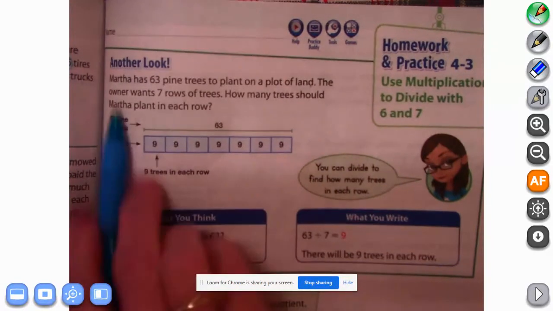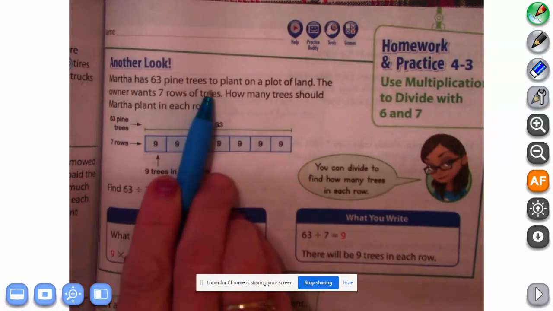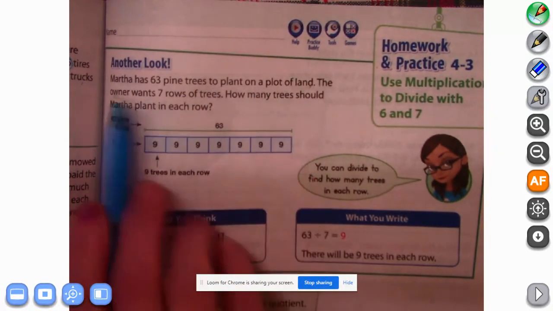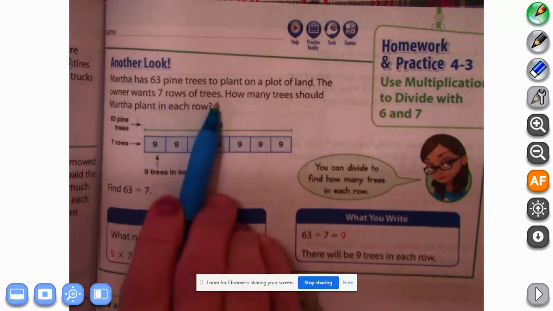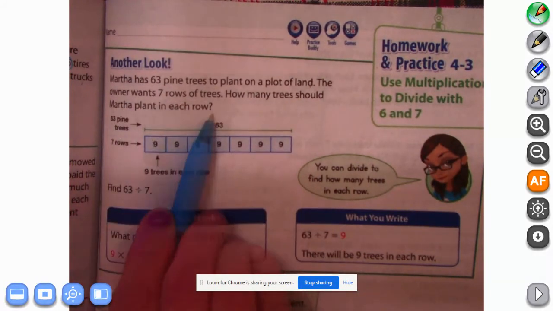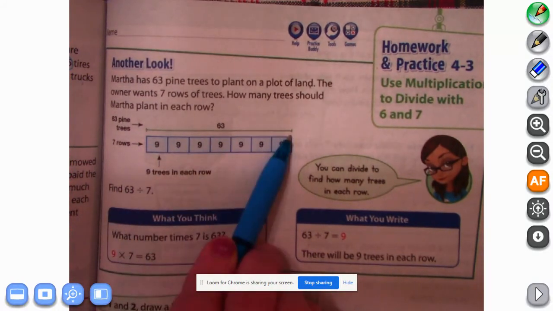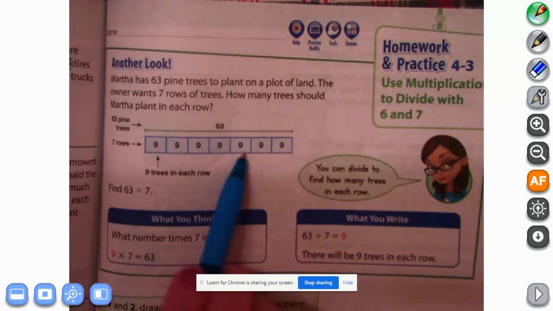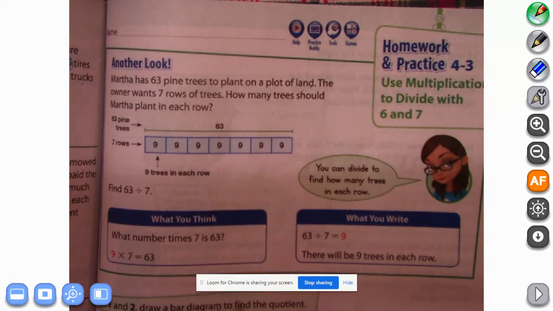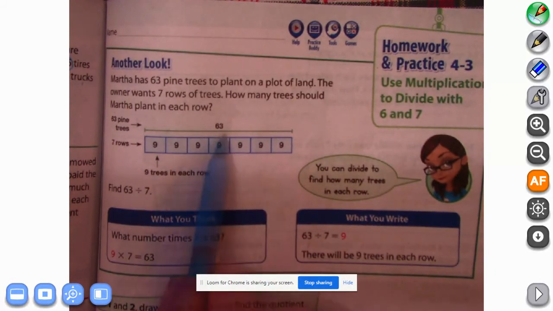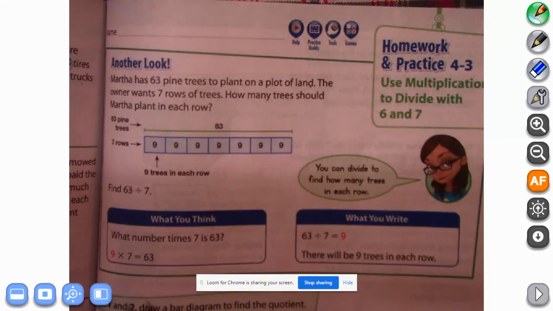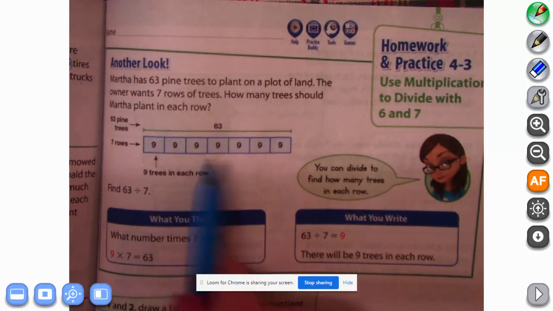What it says here is, Martha has 63 pine trees to plant on a plot of land. The owner wants 7 rows of trees. How many trees should Martha plant in each row? So she shows that there are 63 and there's 7 rows. If she skip counts by 7 to get to 63, she will do that 9 times. So there will be 9 trees in each row.